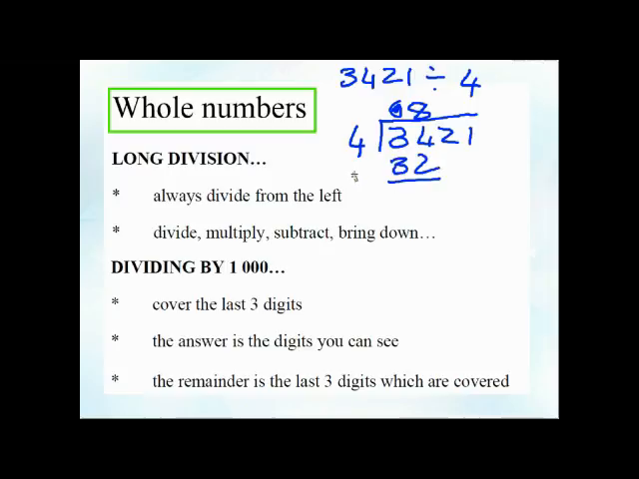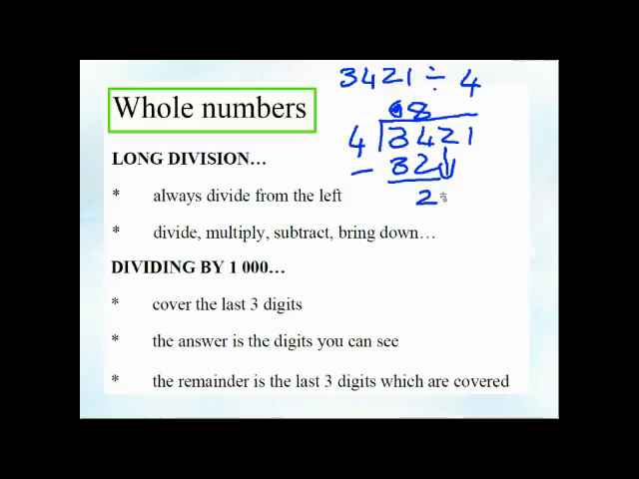Okay, and then we always subtract. So we're going to say 4 minus 2 is going to give us 2. And then 3 minus 3 is going to give us 0. So that's our answer. And then we're going to take the next number under there and just take it down.